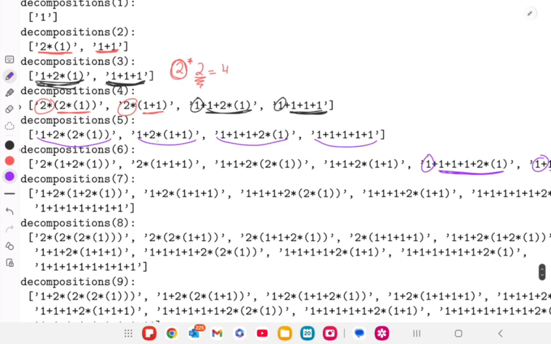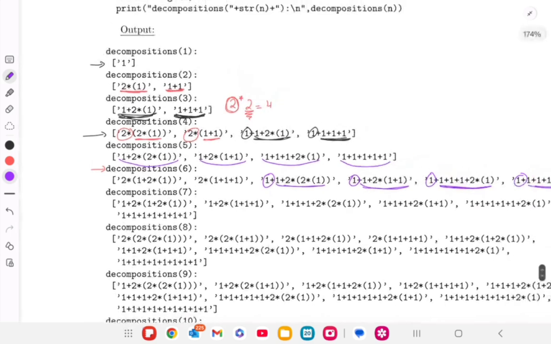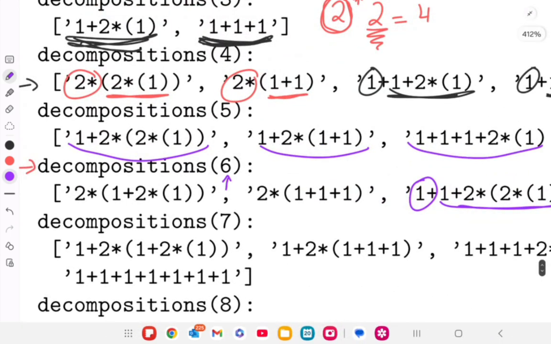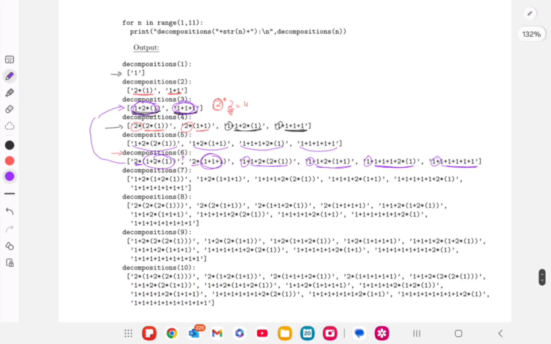This is the third decomposition, we find it here, we add 1. This is the fourth decomposition, we find it here and we add 1. But since 6 is an even number, then we can also multiply by 2 all the decompositions of 6 over 2, which is 3. This is the decomposition of 3, we find it here. And then we just multiply by 2. And that's how we have the decomposition of 6.